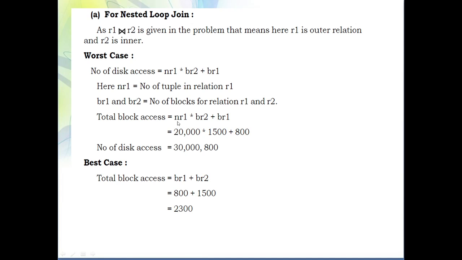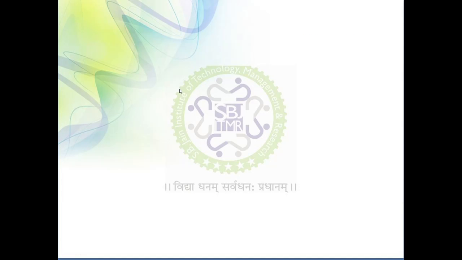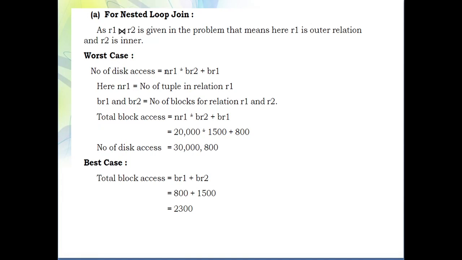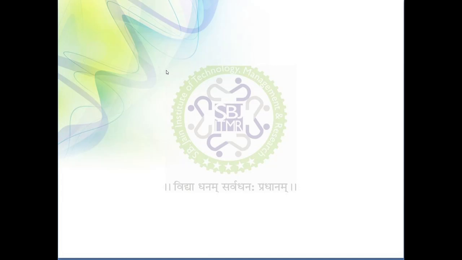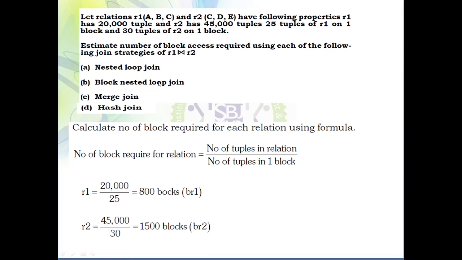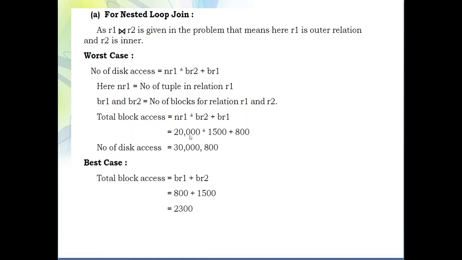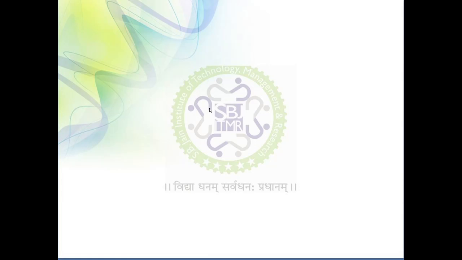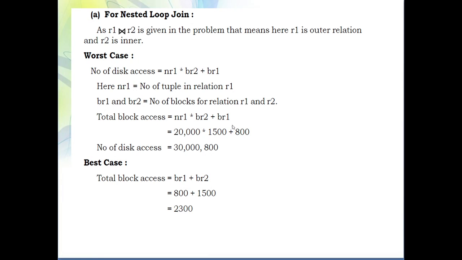So in this case, nr1, the number of rows present in relation r1, is 20,000. Number of blocks in relation r2, how many? 1500 blocks are there, and 800 blocks are there in relation r1. So in this way we have put in the values of the number of rows in relation r1, number of blocks for relation r2, and number of blocks for relation r1. If you calculate this, you will find this value.